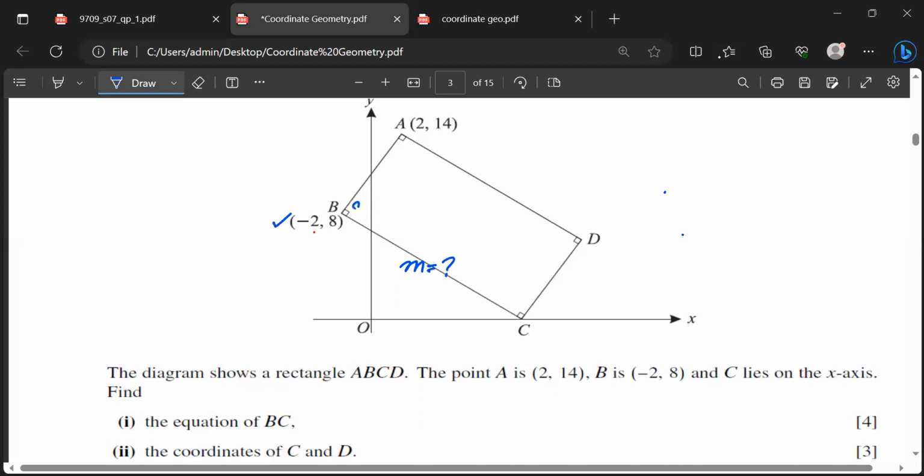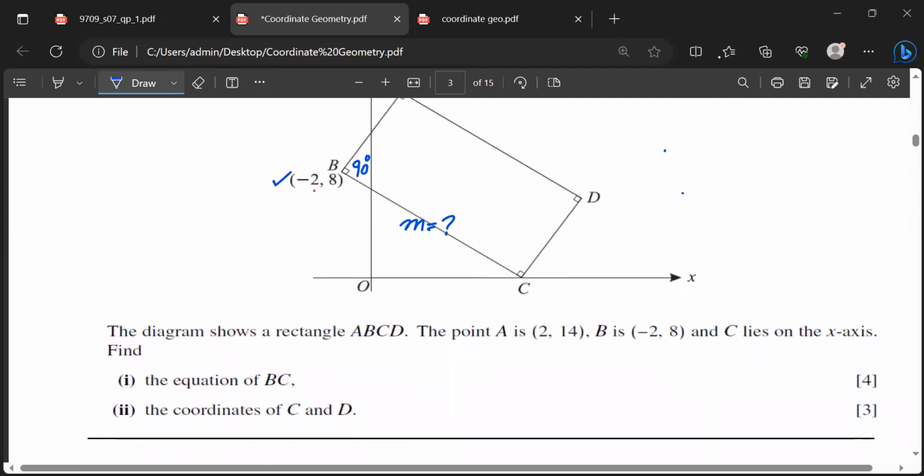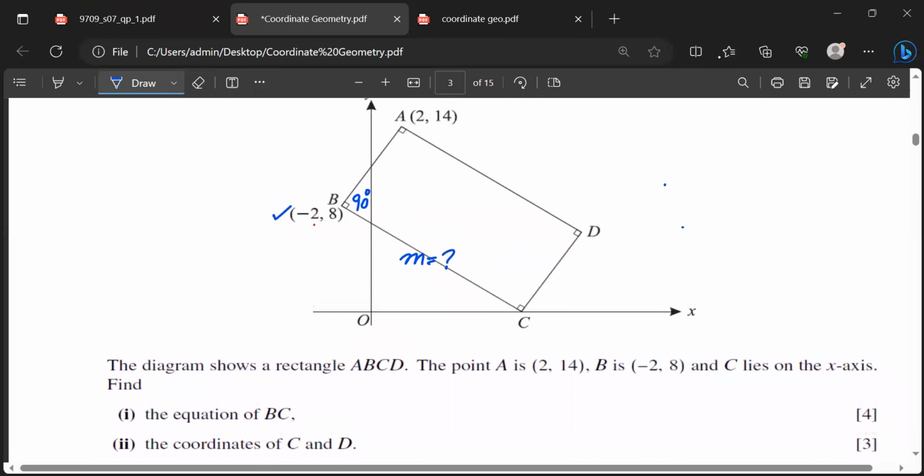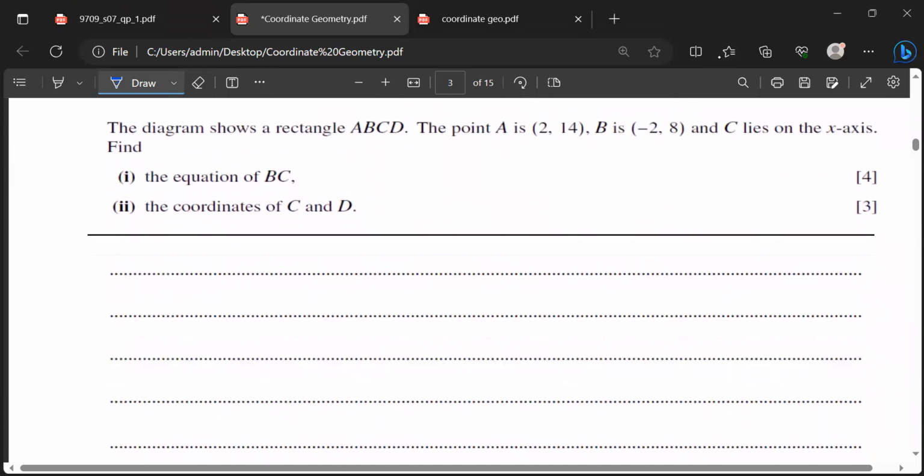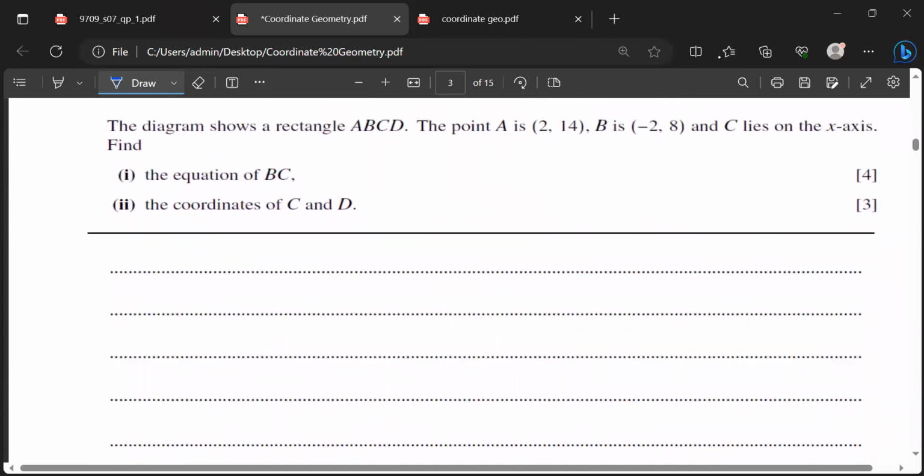As ABCD is a rectangle, the angle between AB and BC is 90 degrees. So first you can find the gradient of AB, and then with the help of this gradient, you can find the gradient of BC, because AB is perpendicular to BC, and you can use the condition for perpendicular lines. Let us find the gradient of AB first.